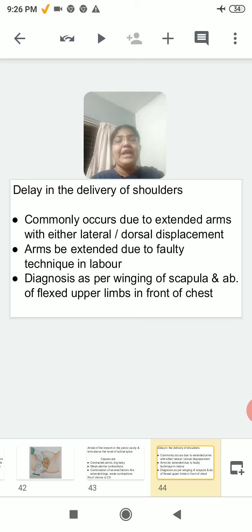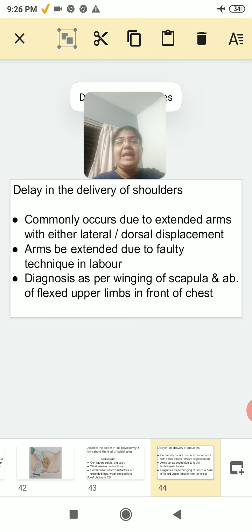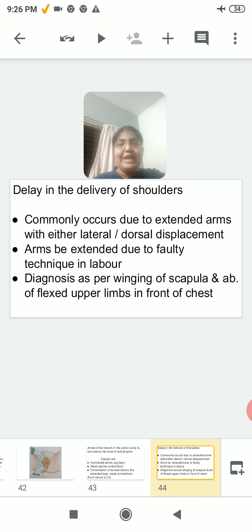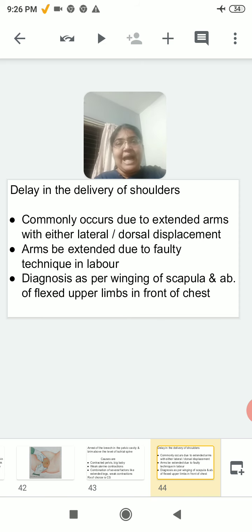Diagnosis is by winging of the scapula and absence of the flexed upper limbs in front of the chest, that you find in the flexed breech. When there is a flexed breech, arms are crossed over the chest, but that is not seen. So when you cannot see the crossed arms in front of the chest, that means the arms are extended, right? So absence of these flexed arms in front of the chest helps in the diagnosis of delayed delivery of the shoulders or extension of the arms.